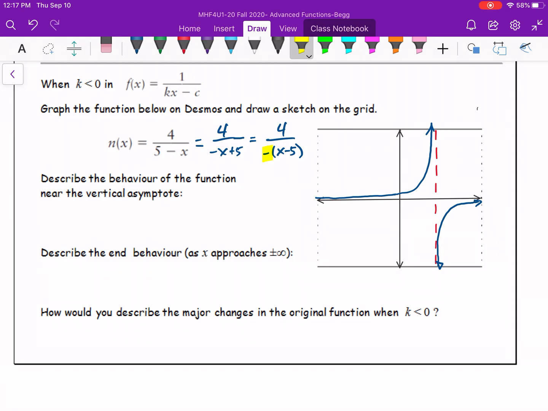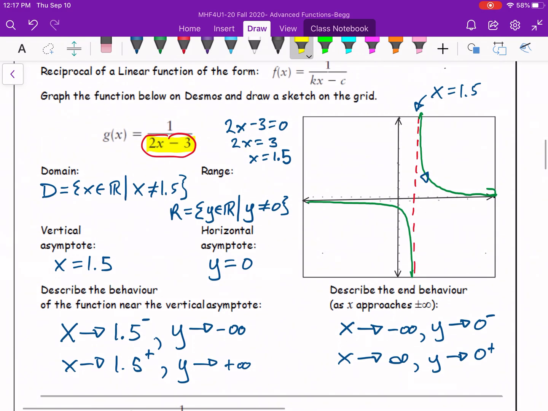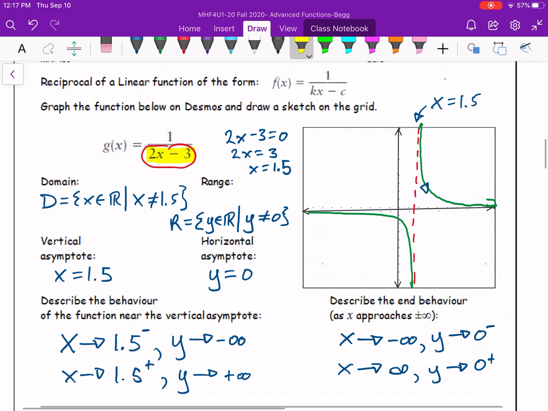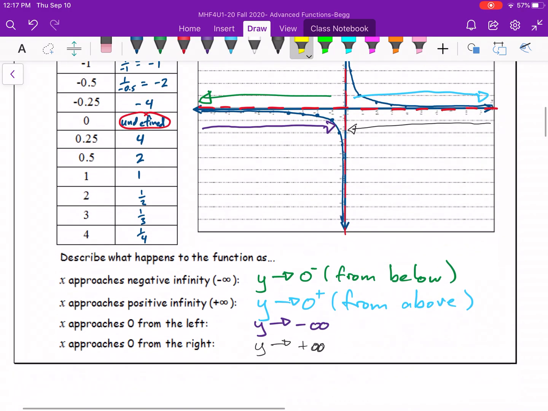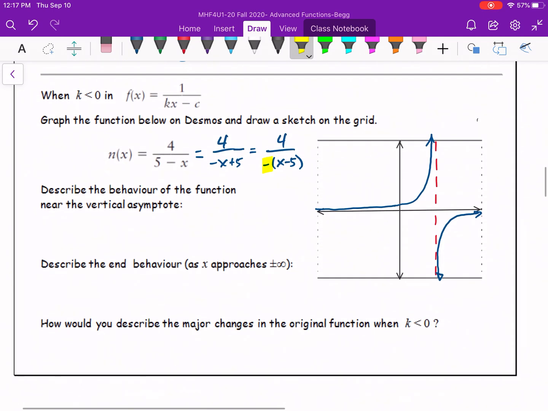Remember what k does? k is our horizontal compression or stretch. Making it a negative k value has reflected things in the y-axis, which is why in the first two, we had those two sections of the graph in the lower left and upper right. In this one, we got the upper left and lower right because the function has been reflected in the y-axis.